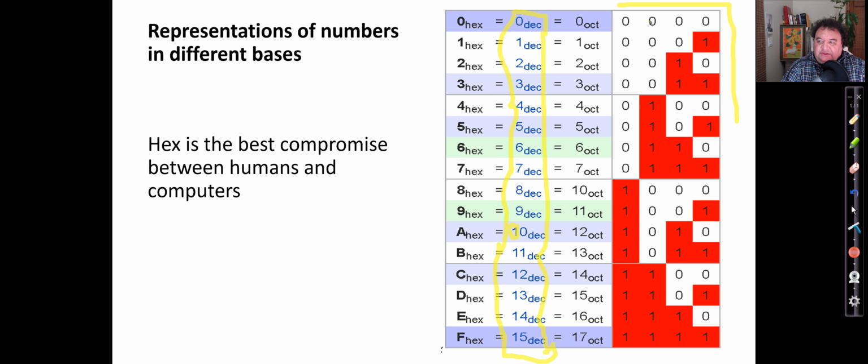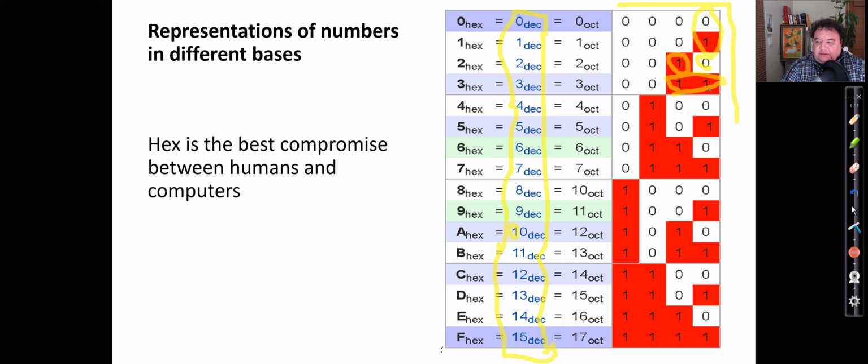So number 0 would be 0, 0, 0. Here we're thinking without sign. And then number 1 is 0, 0, 1. Now in binary we have already run out of symbols, and so when we add 1, we carry over and then we go back to 0. So you get 0, 0, 1, 0. Then we add 1 again, and you have 0, 0, 1, 1.